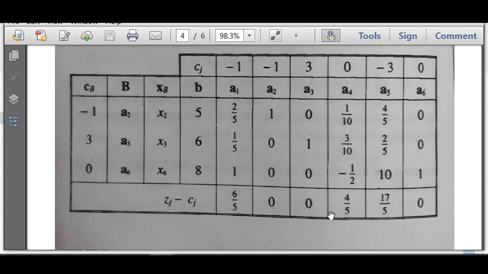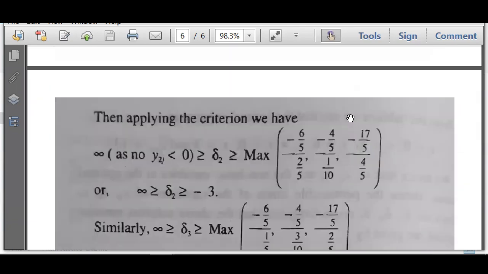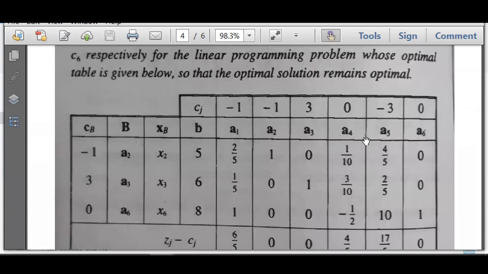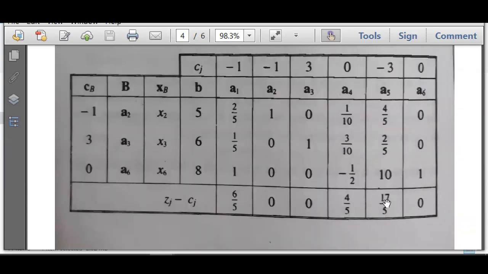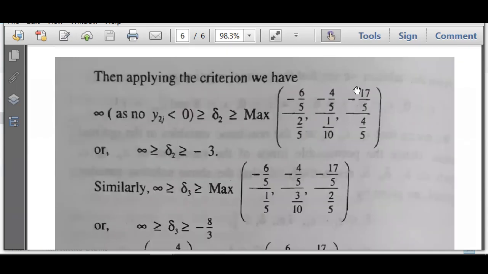So for that one, this is 1 by 10, it is 4 by 5. So minus 4 by 5 by 1 by 10. And similarly, the last one, minus 17 by 5 by 4 by 5. The last one means here again, the fifth variable for the second row. This is the z5 minus c5, and the y25 here is this one. So minus 17 by 5 by 4 by 5. Ultimately, if you just simplify it, you will get this thing.